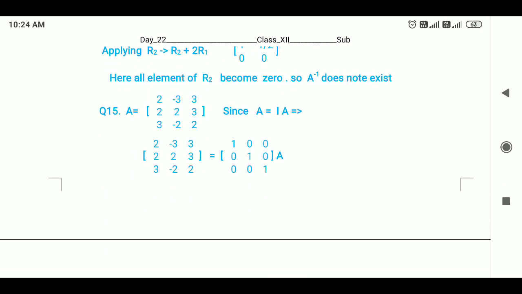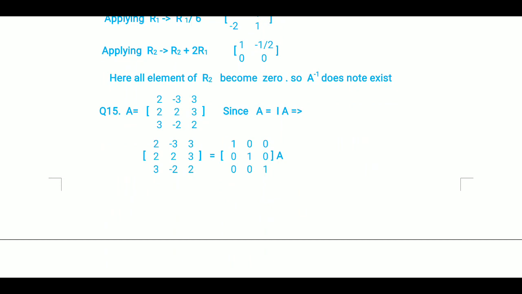Now there is question number 15 from your exercise, important. A is equal to 2 minus 3 3, 2 2 3, 3 minus 2 2. We have to find its inverse using elementary transformations. So we write A is equal to I into A. That means put the values of A and I. A is 2 minus 3 3, 2 2 3, 3 minus 2 2. I is 1 0 0, 0 1 0, 0 0 1, into A.